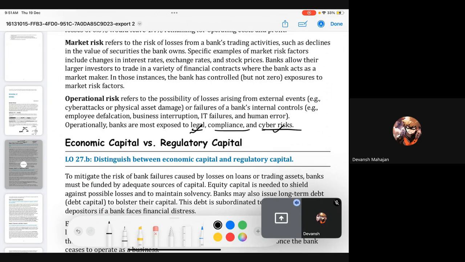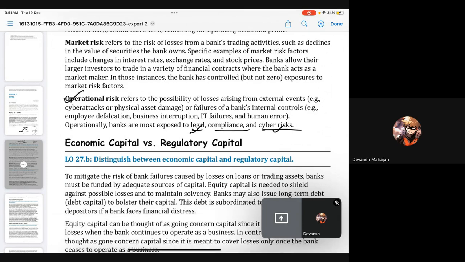And compliance risk is, we'll do the Basel regulations just in a few minutes. The banks have to comply to the Basel regulations as well as many other local regulations. So if the bank does not comply, then there is a risk of heavy penalties. So that is also considered an operational risk. Okay?